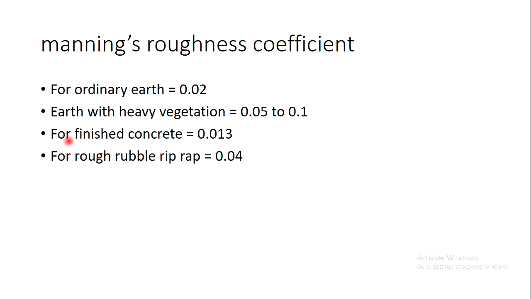Manning's roughness coefficient is also different for different types of surfaces. For ordinary earth, Manning's roughness coefficient is 0.02. For earth with heavy vegetation, it is between 0.05 to 0.1. For a finished concrete surface, it can be taken as 0.013. For rough rubble riprap, we can take Manning's roughness coefficient as 0.04.